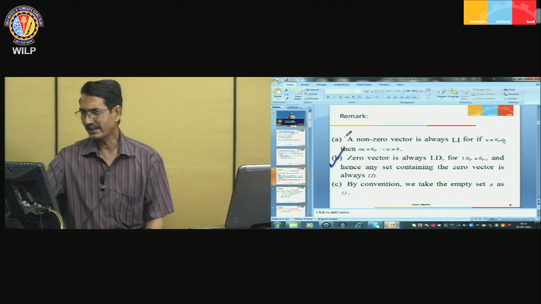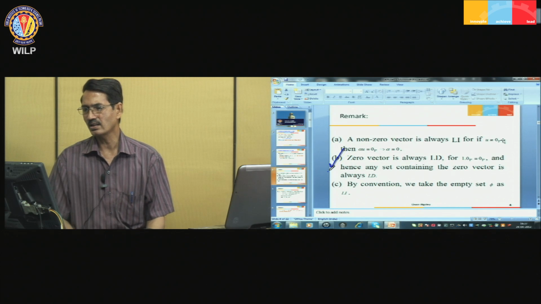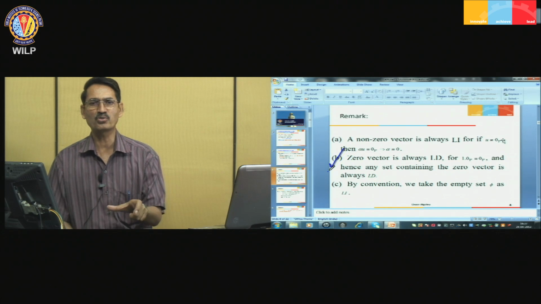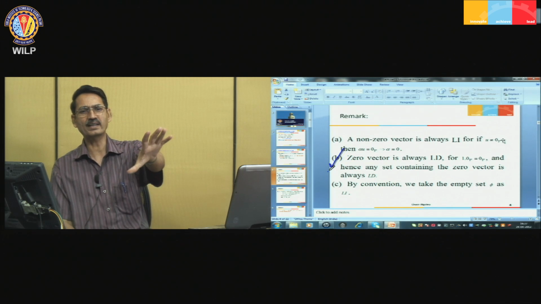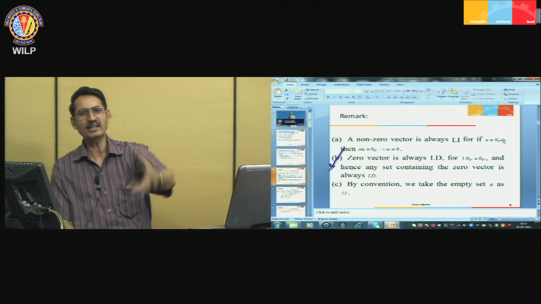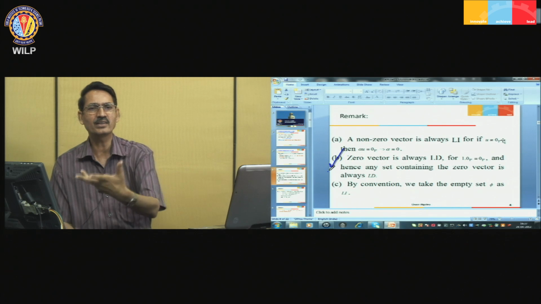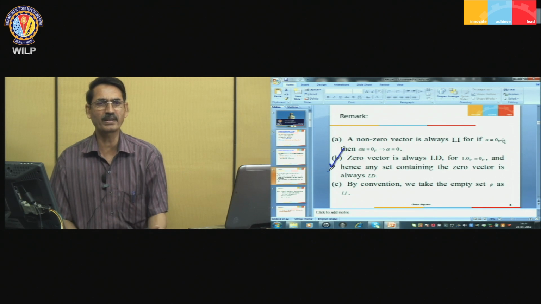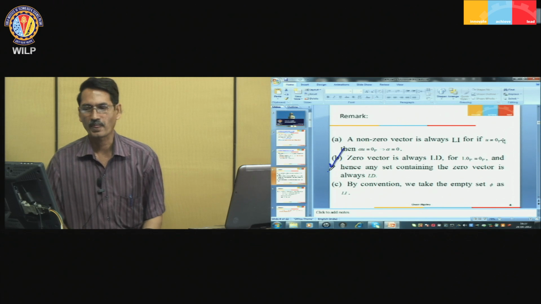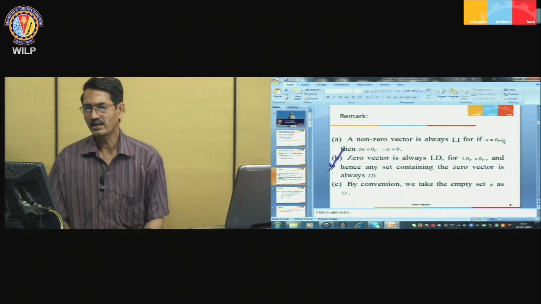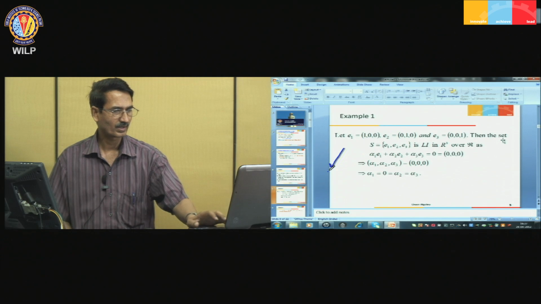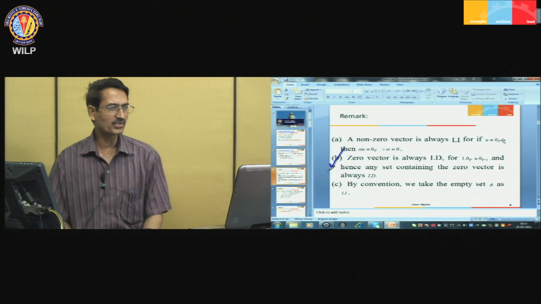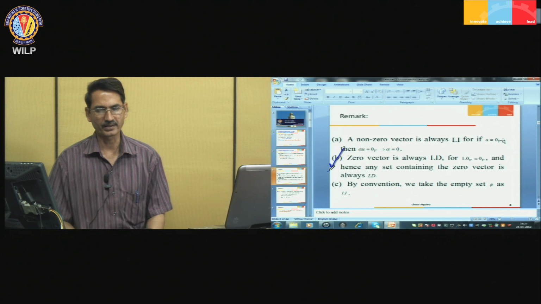See the second part, that a zero vector is always linearly dependent, it is very useful. If there is any set which consists of a zero vector, then you can say immediately that the whole set is linearly dependent. Why? Let me explain why any set consisting of a zero vector is linearly dependent.